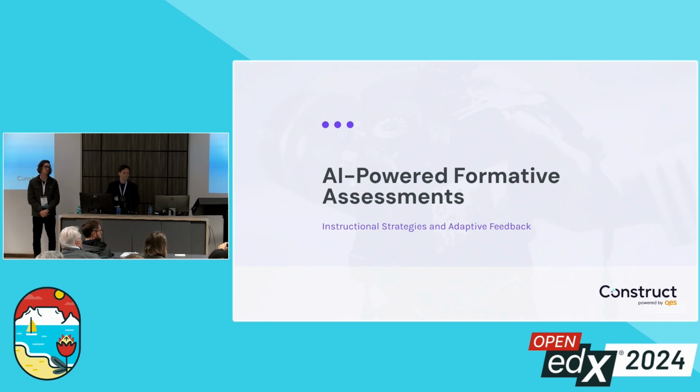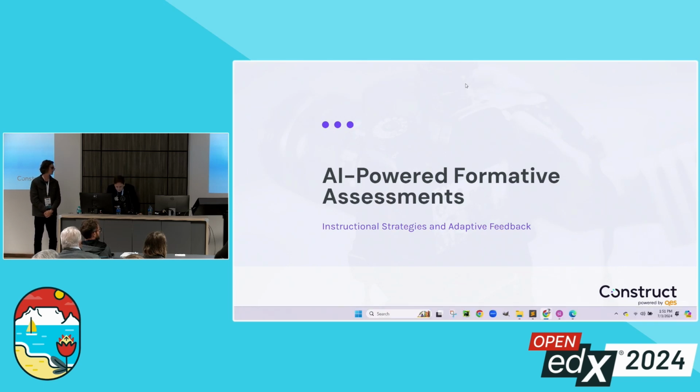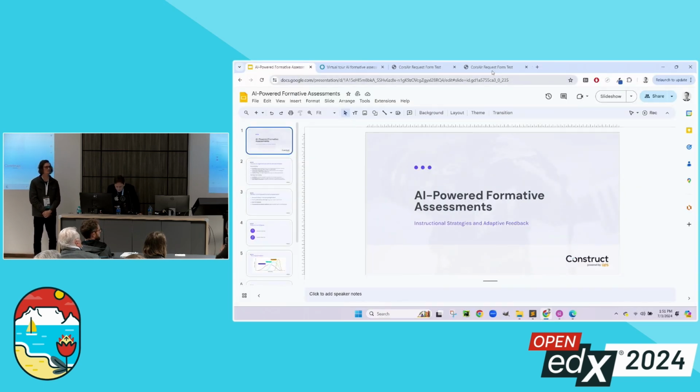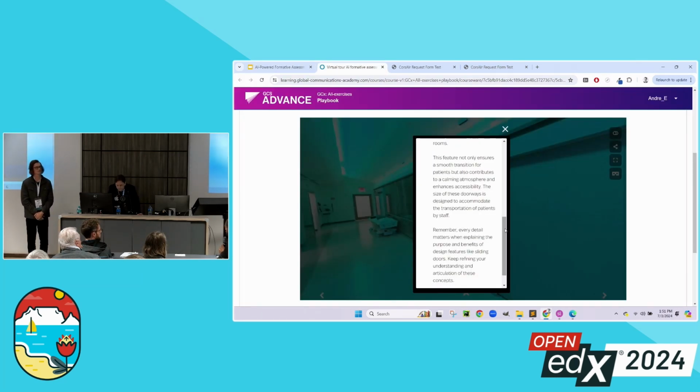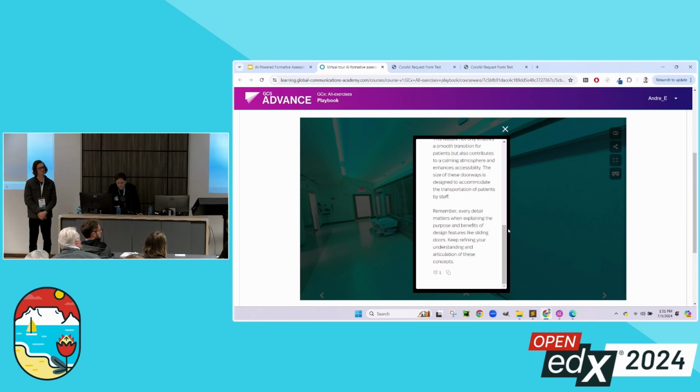My question was kind of specific. At the end of your presentation, the AI gave pretty specific feedback about sliding doors. The student missed that the sliding doors didn't swing into walkways or into rooms. Does that come from the knowledge base? Does that come from the AI's general knowledge? Or does it come from an instructor that says, hey, the student must address these things? Because it's very specific. Absolutely.